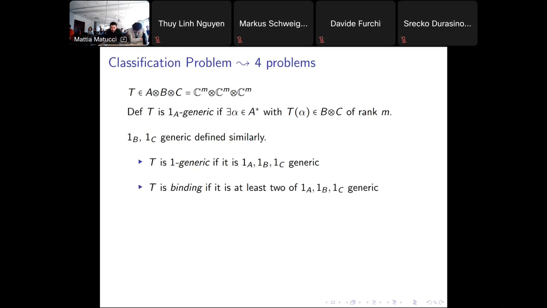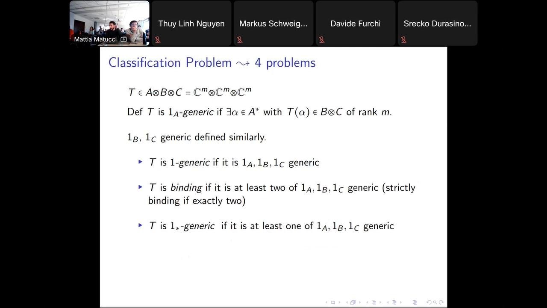Now, let's say maybe it's not as good as 1-generic, but it's called binding. That's terminology due to Bläser and Lysikov, who named it. It's binding if it's at least 2 of 1_A and 1_B generic, and let's call it strictly binding if exactly 2. And then it is 1-star generic if it's at least 1 of them, and strictly 1-star if exactly 1.